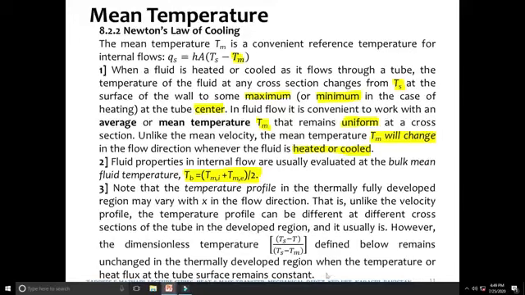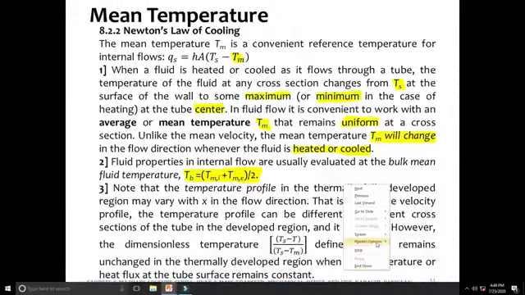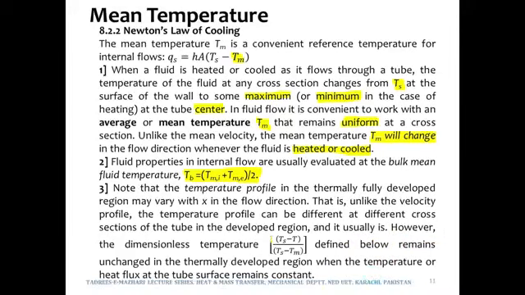However, this particular ratio would remain constant. This is what it says. However, this dimensionless temperature ratio would remain unchanged in the thermally developed region. Why would it remain unchanged? When the temperature or the heat flux at the tube surface remains constant. Why would it remain constant? See, this ratio would remain constant because T and Tm would then vary in proportion. The T and Tm would then vary in proportion.